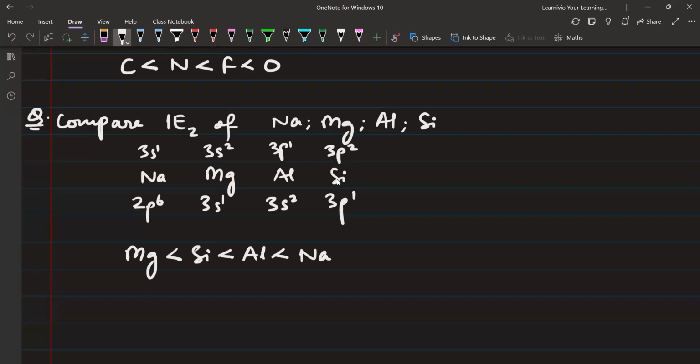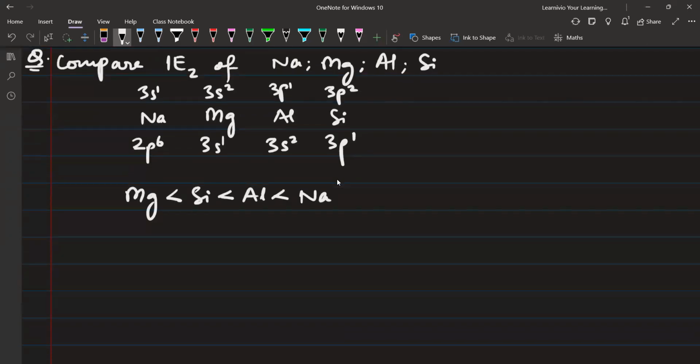Why? Because when you are removing the second most loosely bound electron from sodium, it has already achieved the noble gas configuration, and because of that it will require the maximum ionization energy. Copy this down, raise your hand once you're done.